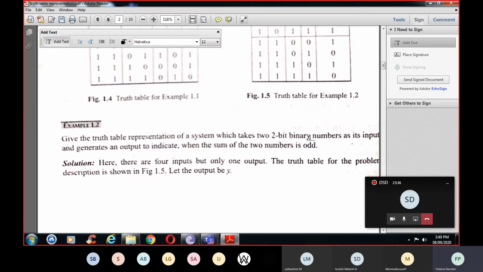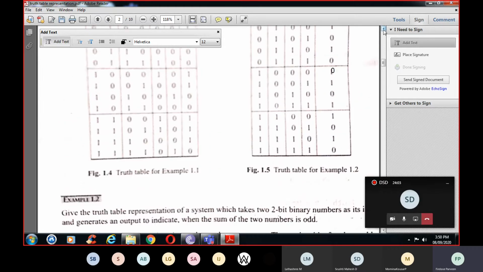Okay. So they are telling there are two numbers. Each number is 2-bit. So altogether, how many bits you'll be having? 4 bits you'll be having as its input and generates an output. So one single output is there, and that output indicates what? When the sum of the two numbers is odd. So when you add those numbers, if it is odd, at that time the output should be generated. Okay. So now we will see. So there are how many bits altogether?